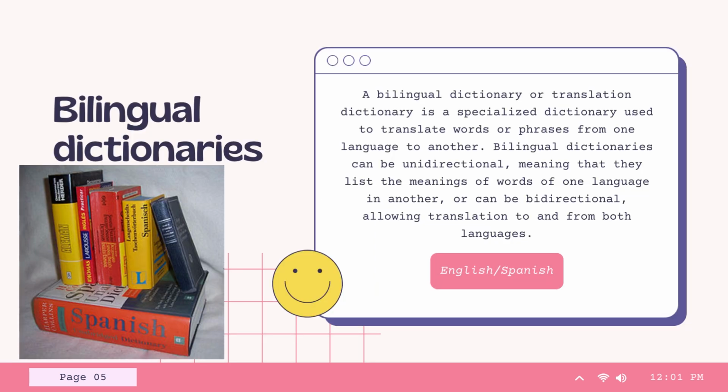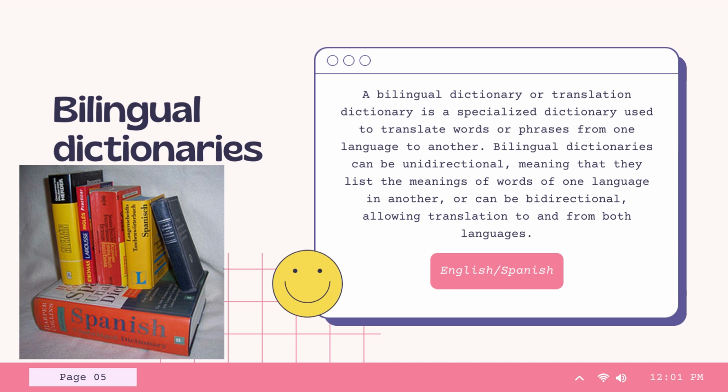Now, let's talk about bilingual dictionaries. A bilingual dictionary, or translation dictionary, is a specialized dictionary used to translate words or phrases from one language to another. That's why it is bilingual. It can be, for example, English and Spanish, Spanish and French, Japanese and English, and so on. The main thing is that it has to be two languages in the same dictionary.